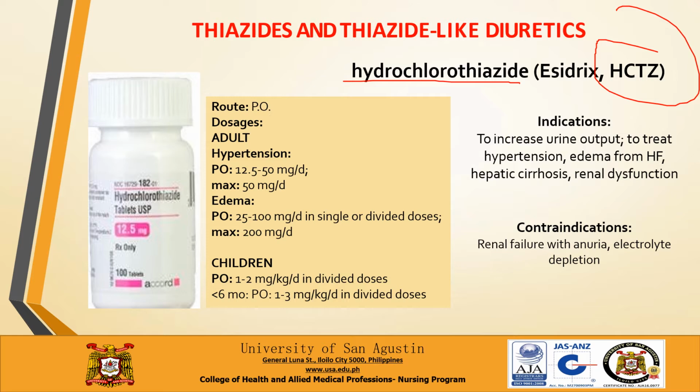Okay, thiazide, or HCTZ, is used to increase urine output, guys, to treat hypertension and edema for heart failure, hepatic cirrhosis, and renal dysfunction.